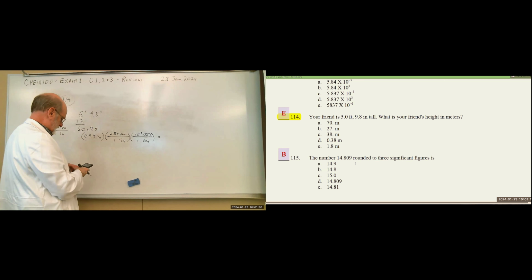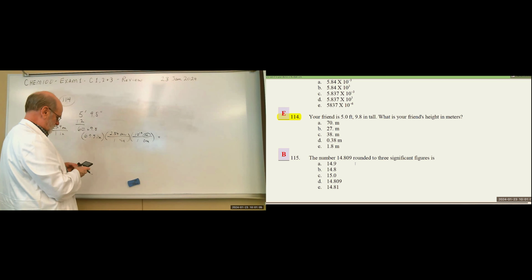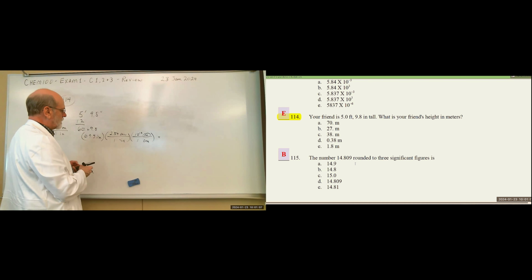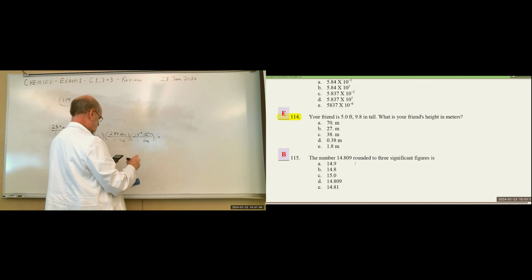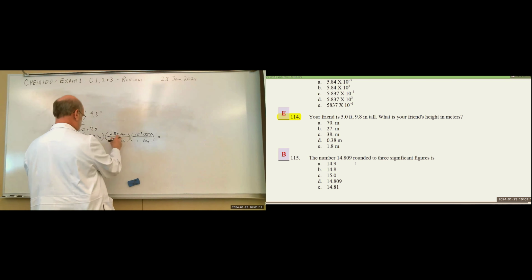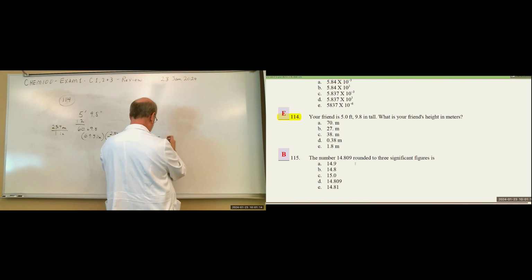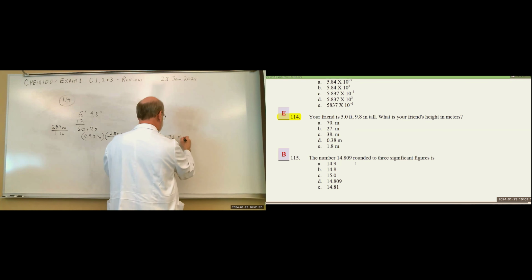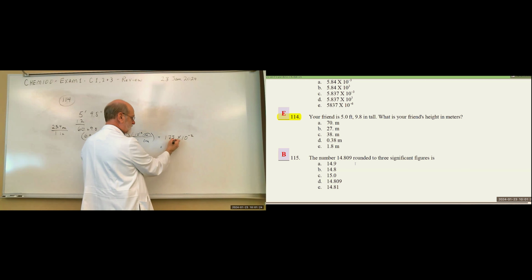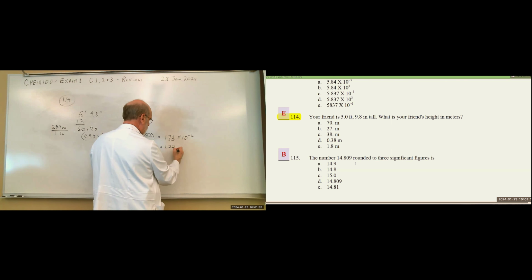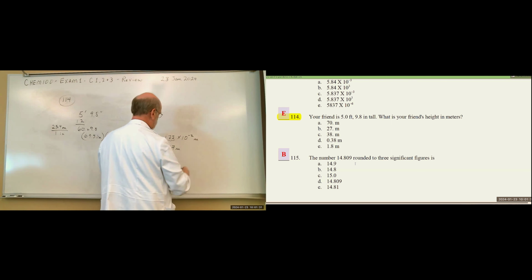Let's see, 69.8 and 2.54. And I get, let's see, 3 significant figures. I'm going to round this one off before I put it on the board. 177 times 10 to the minus 2. Right? So 10 to the minus 2 means move it over 1, 2. 1.77 meters.